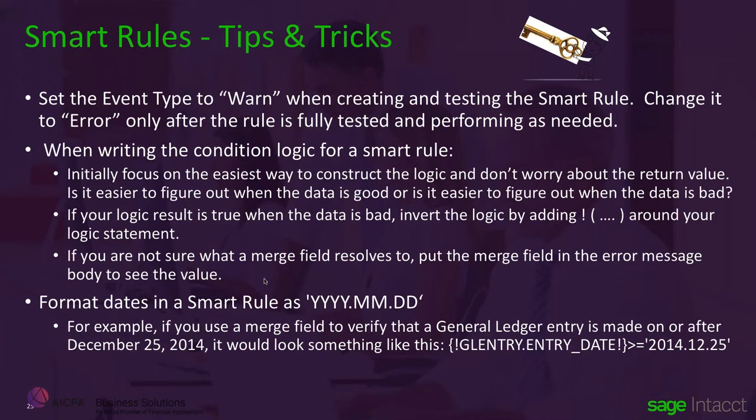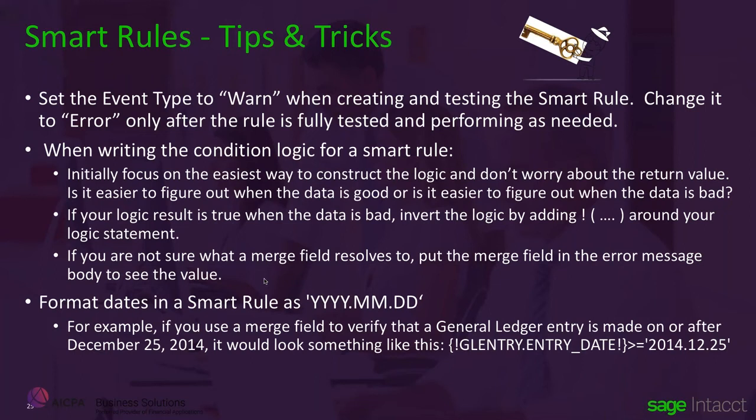If your logic results true when the data is bad, invert the logic by adding the exclamation point and the parentheses around your logic statement. That will invert it to say, give me the opposite of what I have inside the parentheses. If you're not sure what the merge field resolves to, put it in the error message body to see the value. That is a fantastic tip there.